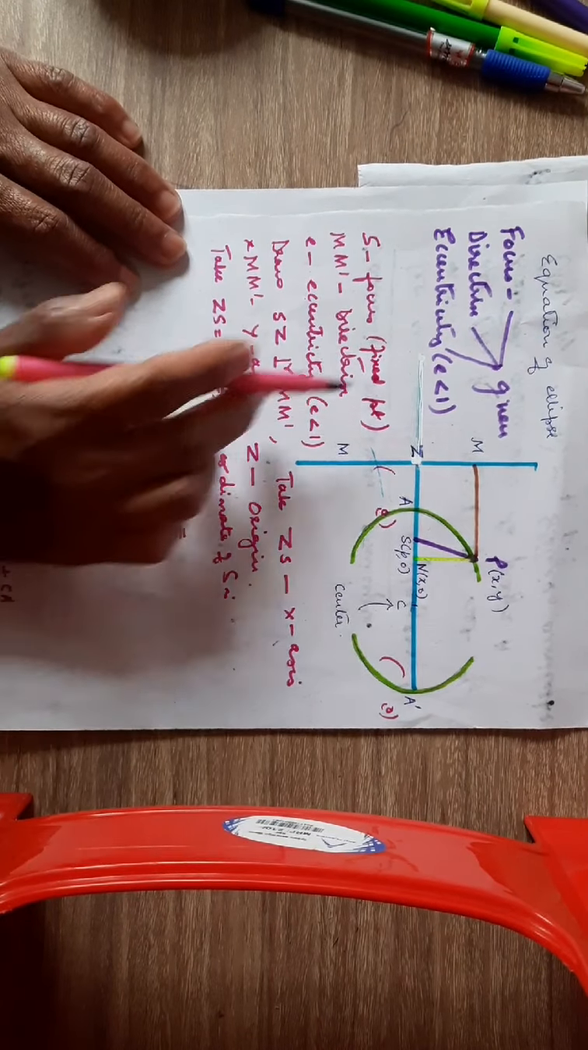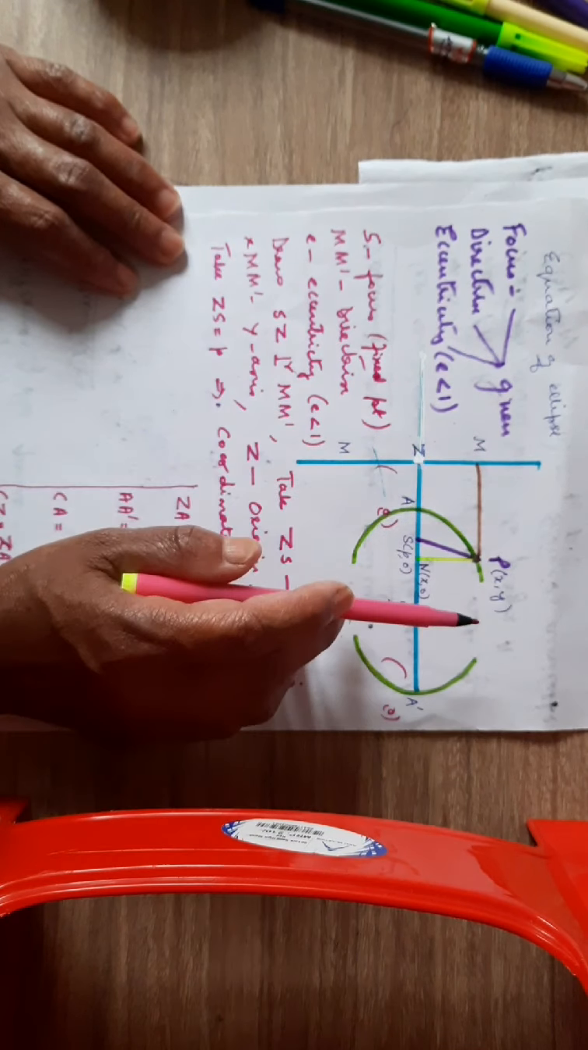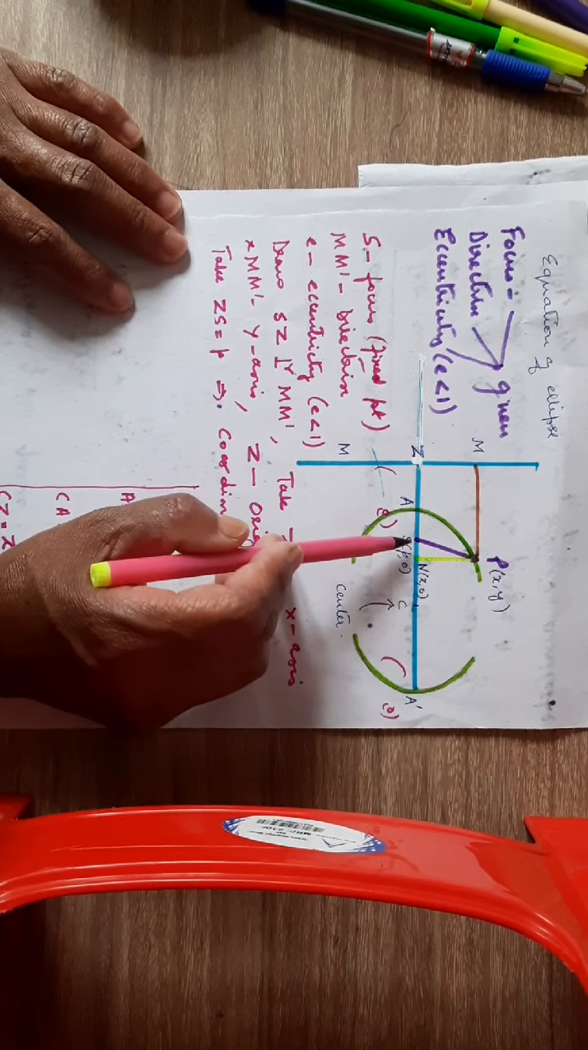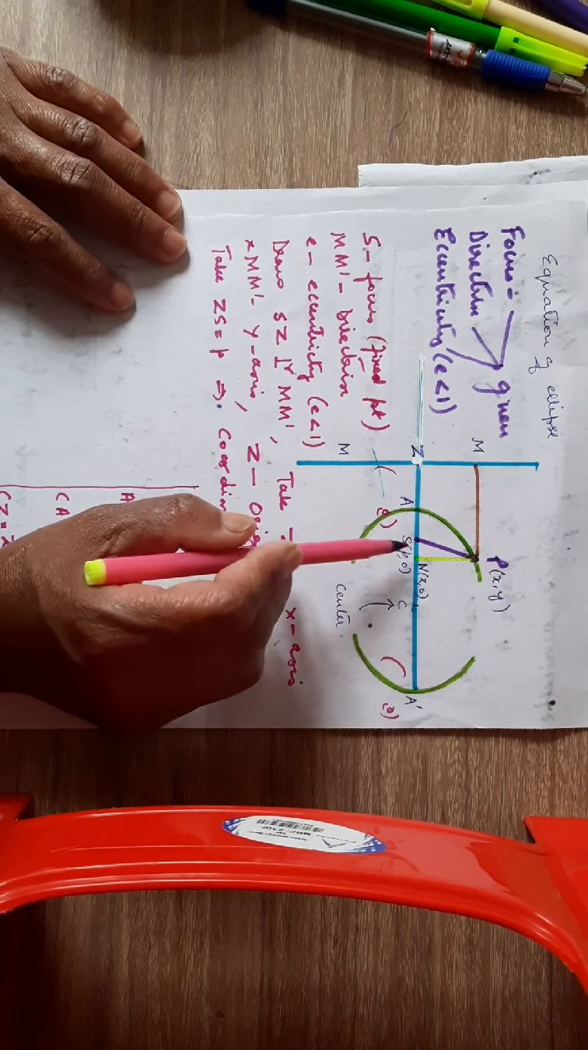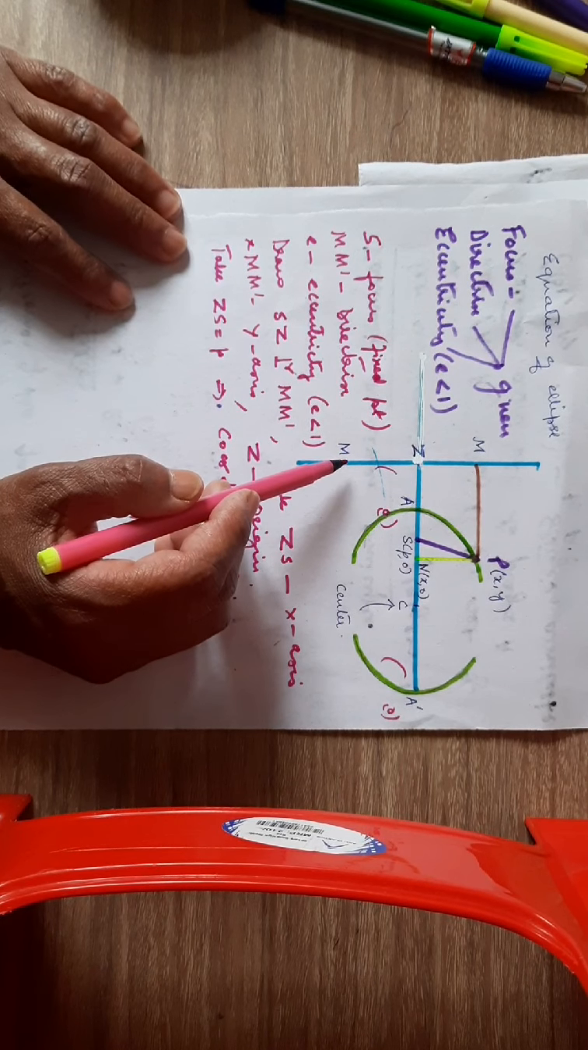Now let us come to the equation of ellipse. So first of all, let me define the definition of ellipse, just like the case of parabola. Now if you take P a moving point, and S is a focus, and this MM prime as a directrix or a fixed straight line.